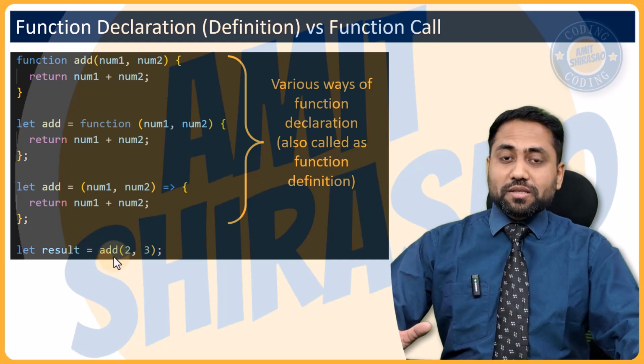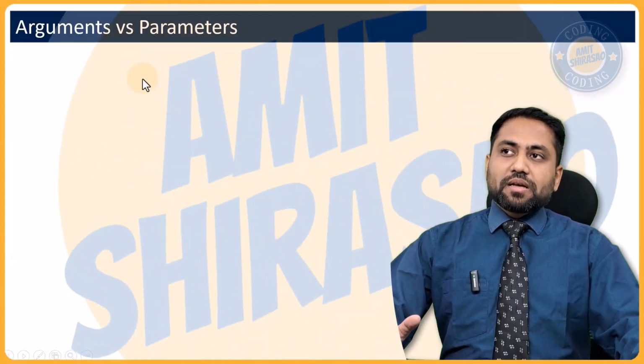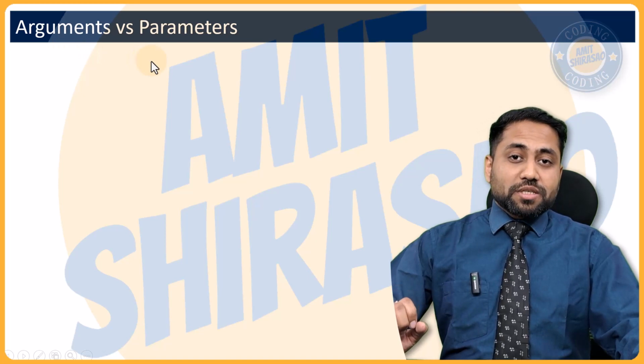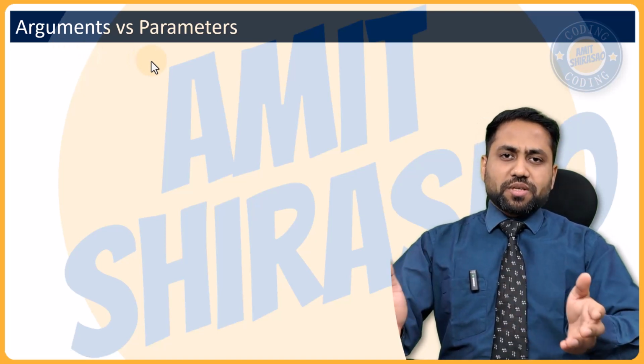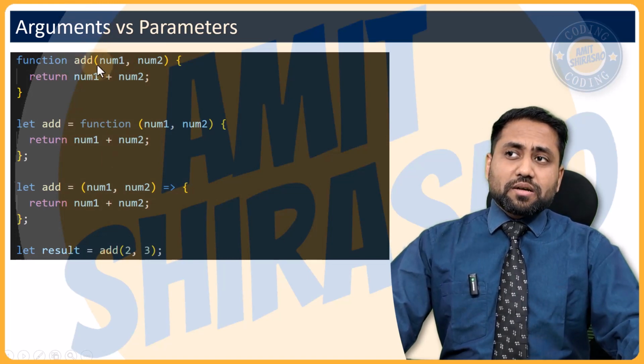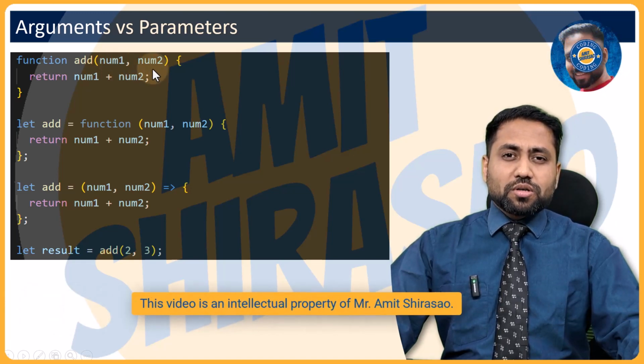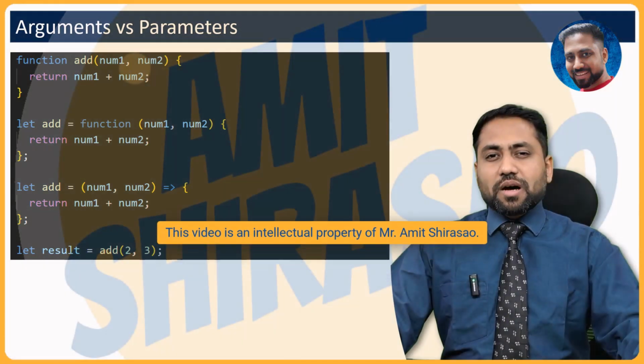So here you're calling the function, so this is called a function call. Now, what are arguments and what are parameters? Many people use them interchangeably, but there is a difference. Here, if you see the same example again, while declaring any function, we write num1 and num2. These are not the actual parameters. These are just the arguments.